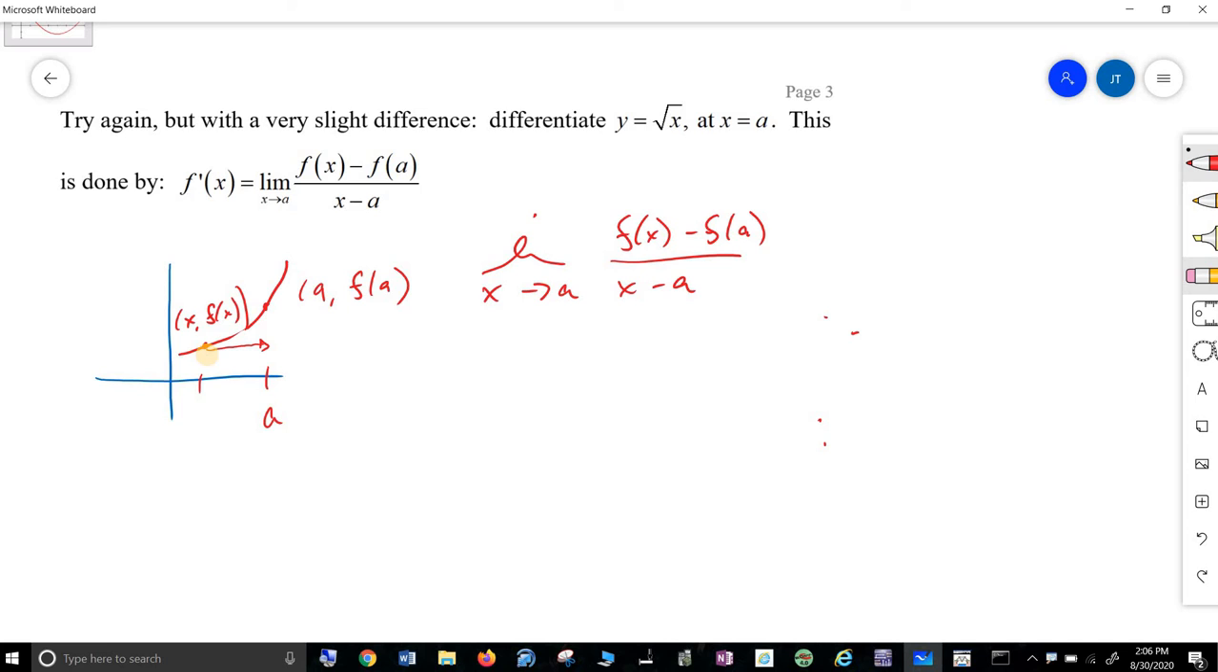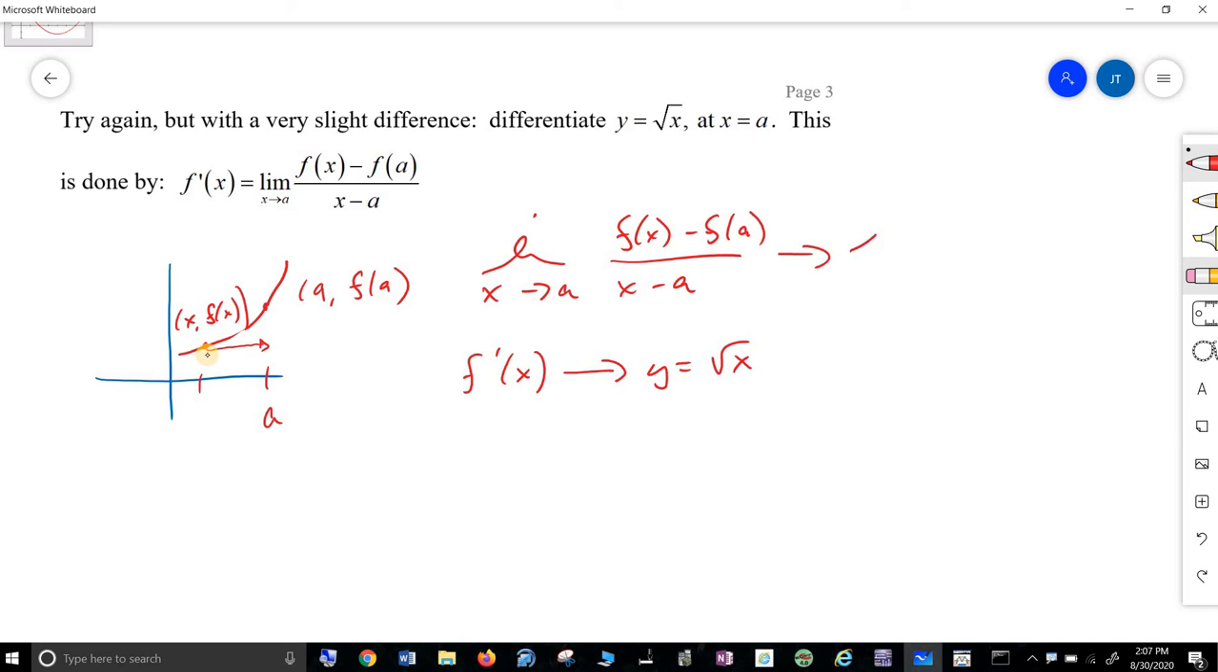And it's another way to do it. And I only bring it up because you will see certain problems that really use this definition. So let's try it. What's f prime of x if our function is y equals square root of x?